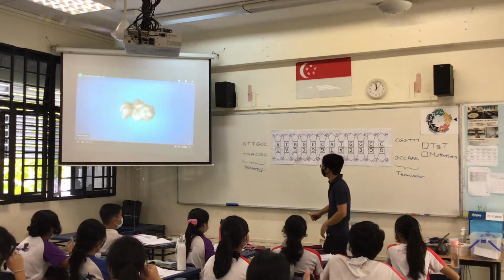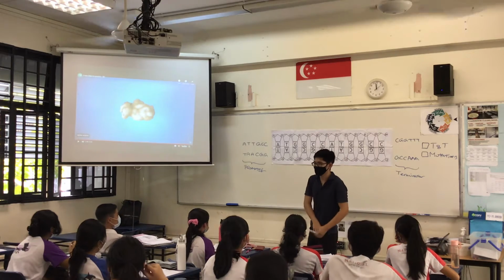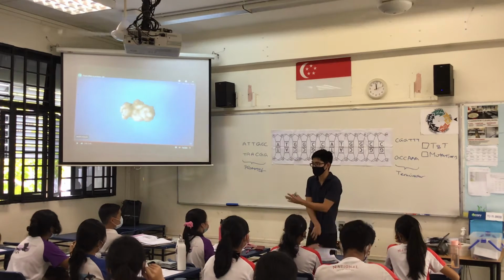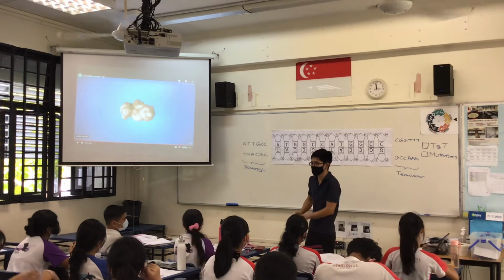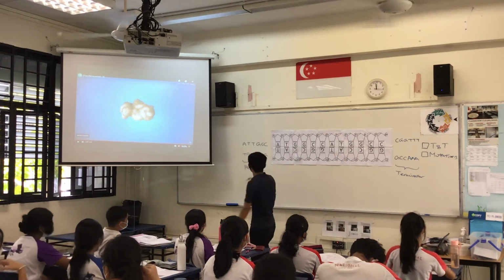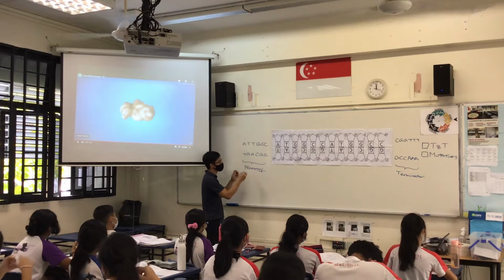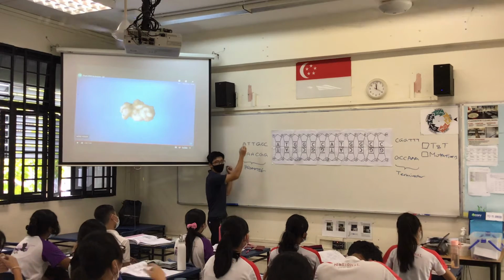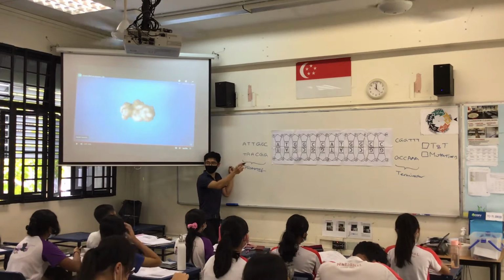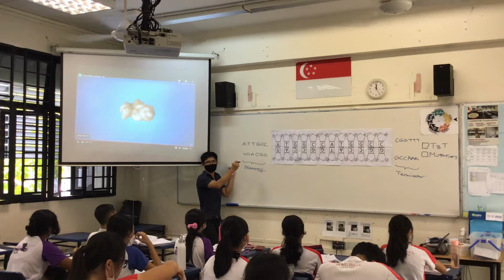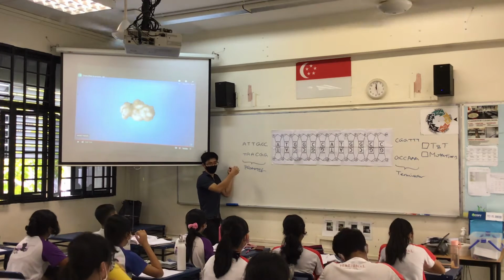First question, where does transcription take place? Okay, feel free to talk. Ready? Okay, where does transcription take place? Nucleus. Okay, transcription takes place in the nucleus. What is the enzyme called that carries out transcription? Okay, so the enzyme is called RNA polymerase.